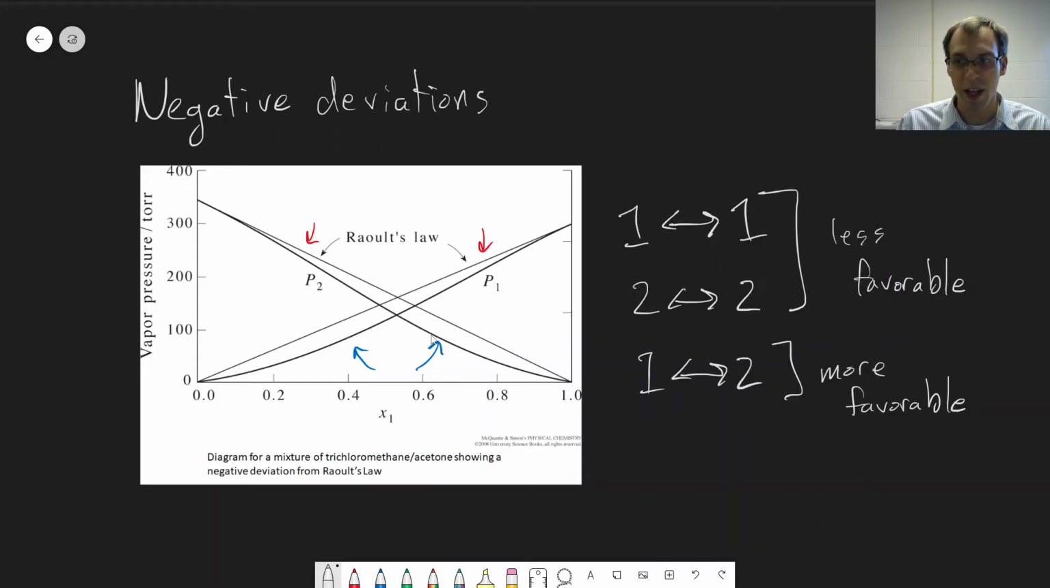And again, that can tell you something about the intermolecular interactions. We have one more video after this where we're going to talk about one final concept with liquid-liquid solutions, which is the idea of azeotropes.